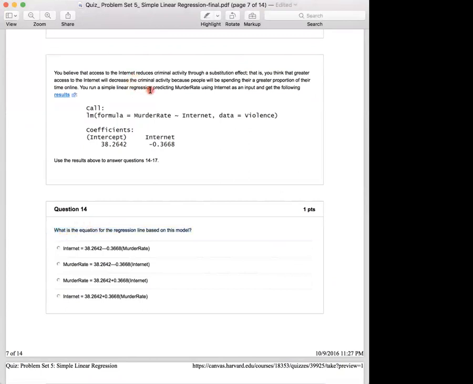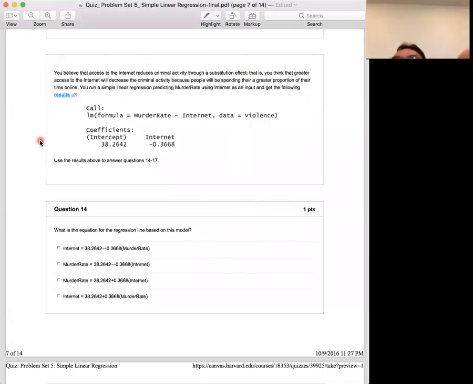looking at murder rate and internet, we ask you for the equation for the regression line based on this model. And I hope this looks pretty familiar. It uses quite similar data that we have access to. So you could even, if you wanted to, double check this. Again, it's not required. But let me read to you this prompt for questions 14 through 17.